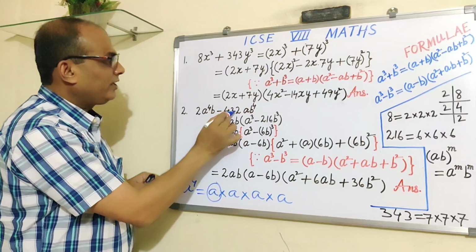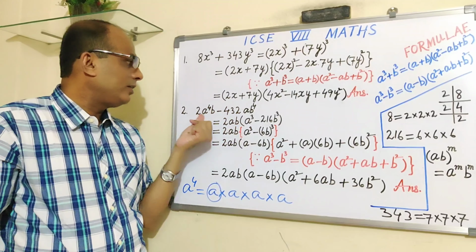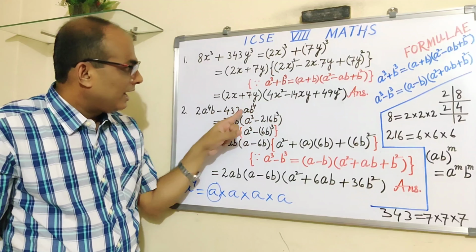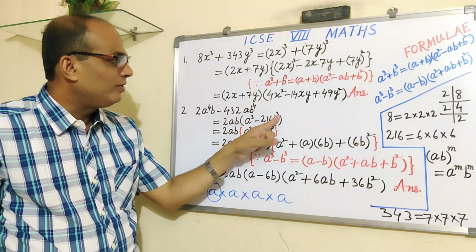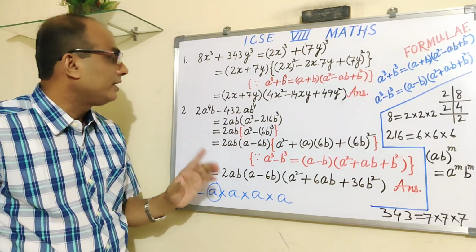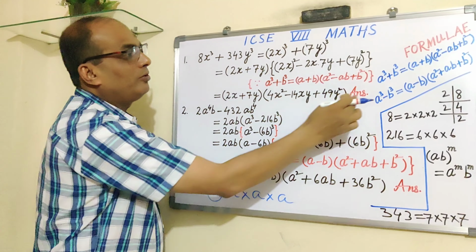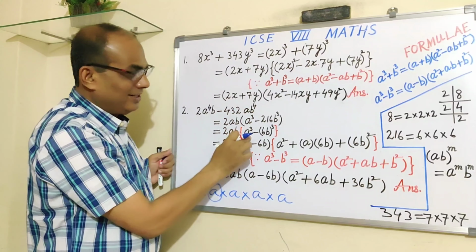Now 432, from 432, 2 you have taken common. So you divide 432 by 2, you will get 216. Now a is out, and from b raised to the power 4, b is common, so b cube will remain. The same type of explanation, right? Okay. Now we can convert this in the form of a cube minus b cube, because in between we have minus. Now a cube is already there.